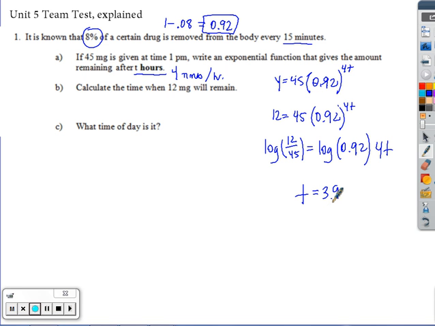3.96 hours. Now, time of day would be that long after 1 p.m. So I'm going to take that 0.96 times 60, because there's 60 minutes in an hour. Figure out what fraction of the hour that would be, and it ends up being 3 hours and 57 minutes after 1 p.m., which will be 4:57 p.m., roughly speaking. Okay.